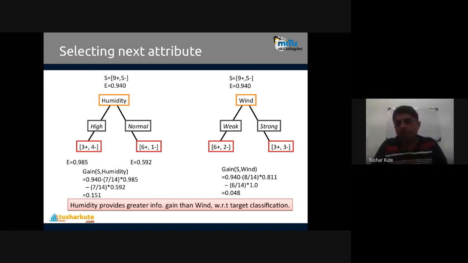And the second part, here, wind. The information gain on wind will be like this. Entropy 0.94 minus 8 out of 14 into the entropy of this side, which is 0.811, minus 6 out of 14, 6 out of 14 are here, into 1.0, which is the entropy on this side. Because see why? See this.